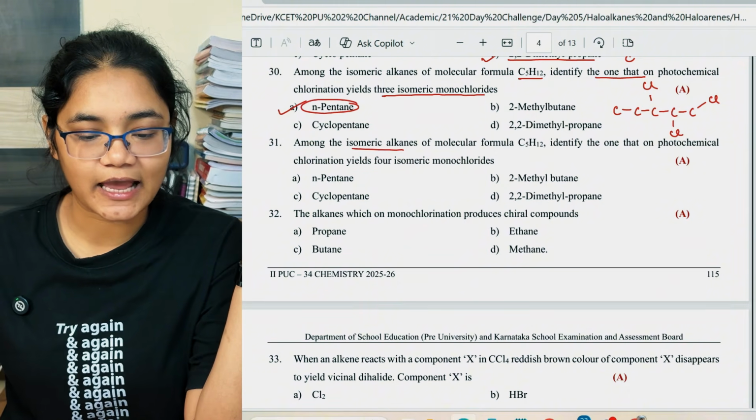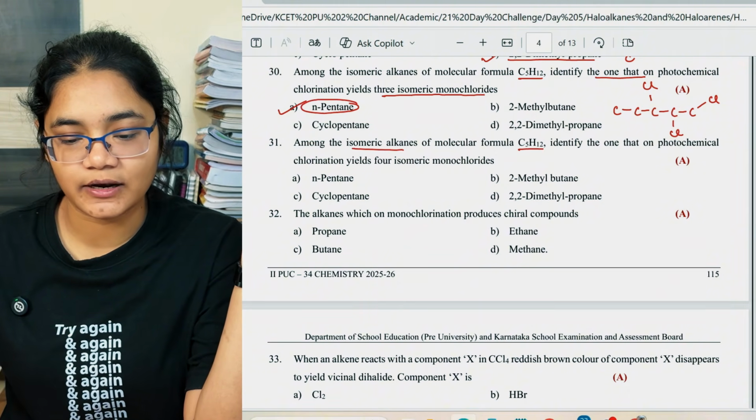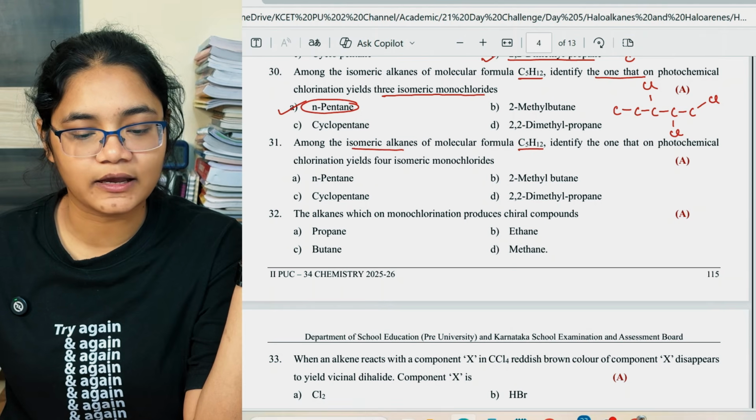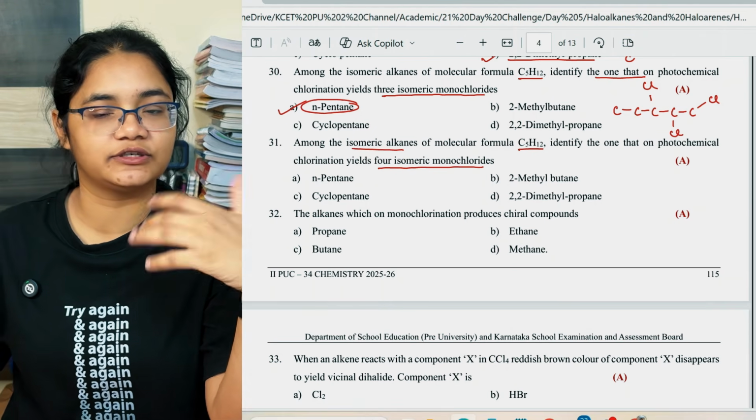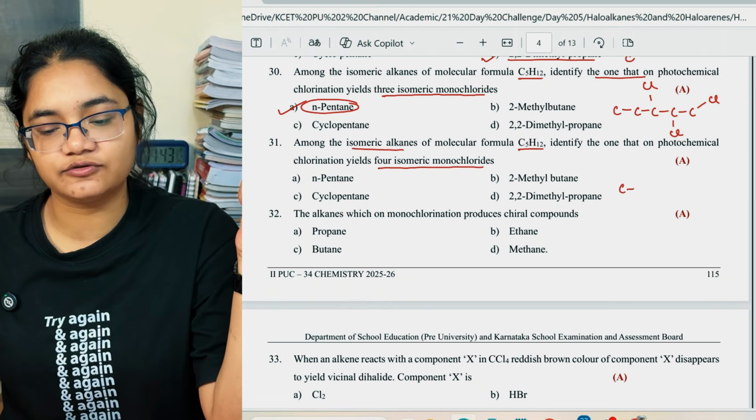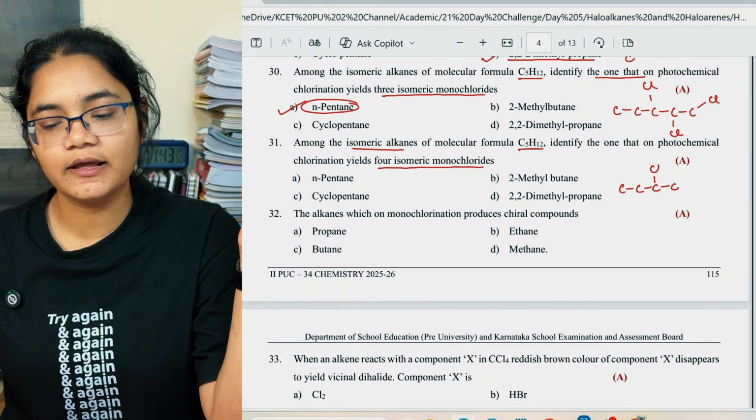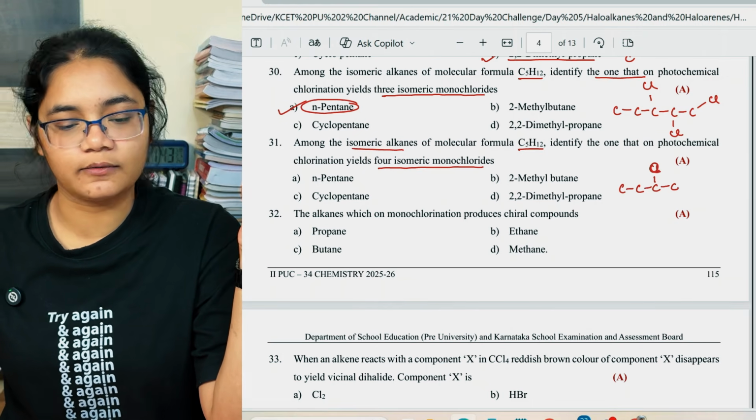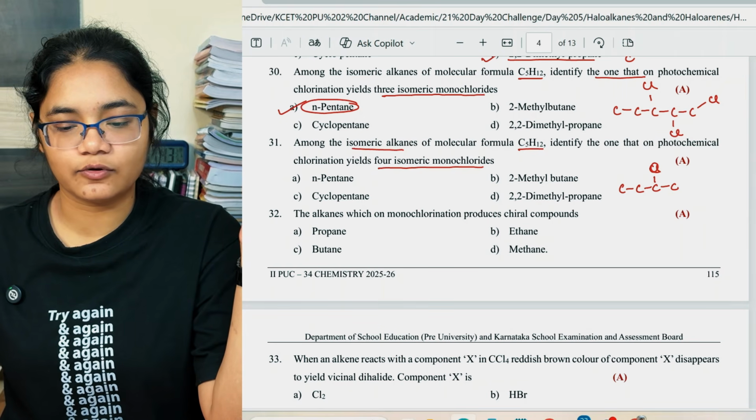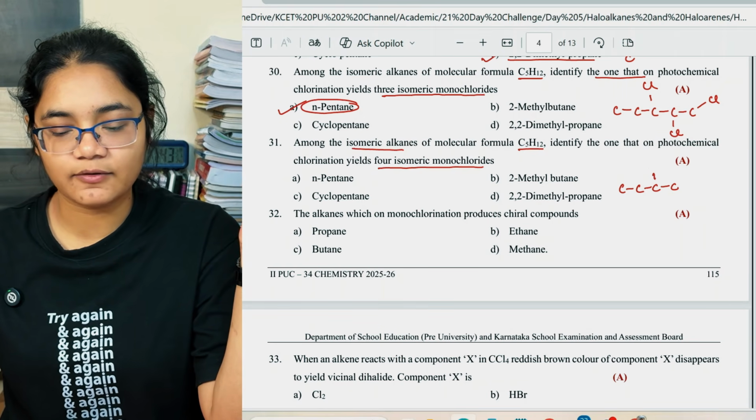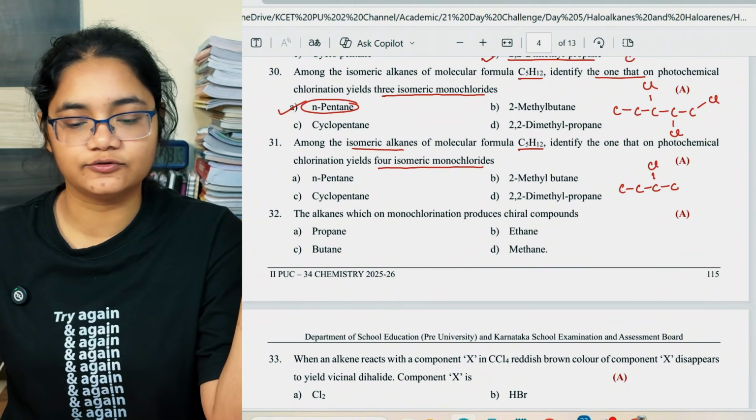Next, among the isomeric alkanes of molecular formula C5H12, identify the one that on photochemical chlorination yields 4 isomeric monochlorides. So just now again we have discussed, if I have the structure like this, then this is also carbon. If you have this also as carbon, then we have the possibility of 4 isomers actually.